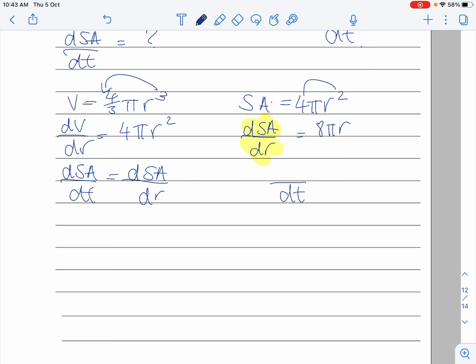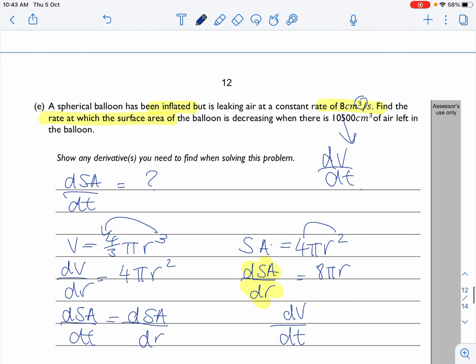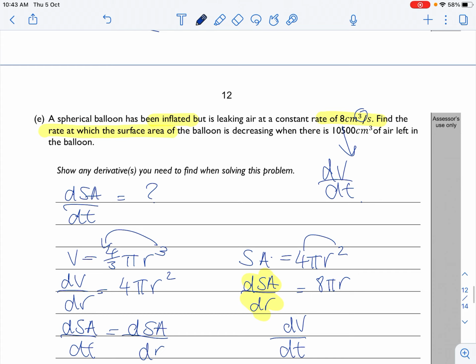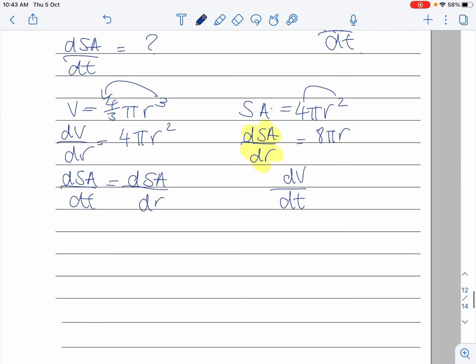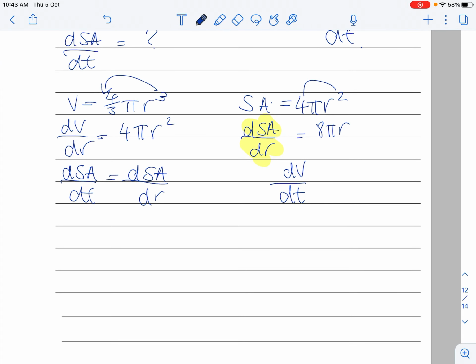Okay. We know what dV by dt is, because we were given that at the top, with the 8 centimetres cubed per second. Okay. So what we have to do is link these two together. So whatever's on the bottom here has to go on the top here. Whatever's on the top here has to go on the bottom there. And we have actually got something that links V and r together. So we'll just have to work through that.